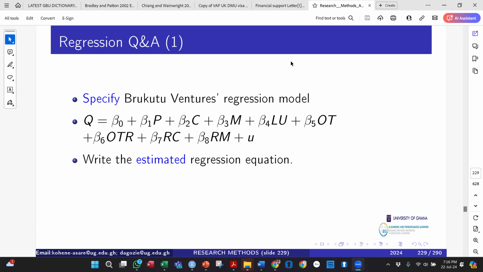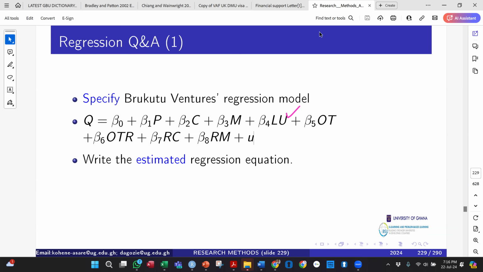So the estimated regression equation has no error term. The specified model has an error term, but the estimated has no error term. Remember, I told you that even though these ones were using the Excel, the actual ones were using the variables. And you have to write it in such a way that you convert it to 2 decimal places. Okay, so take note of that.